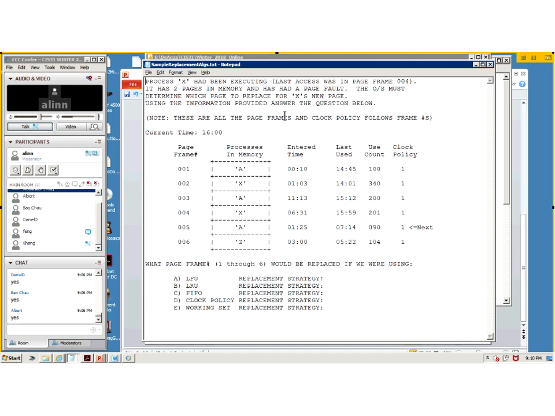Note, these are all the page frames, and clock policy follows frame numbers. What I mean by that is the clock policy is going to go like this, like this, like this. I'll show you how clock policy really works. It's not hard. But this is the next one to check. You just have to have a pointer.